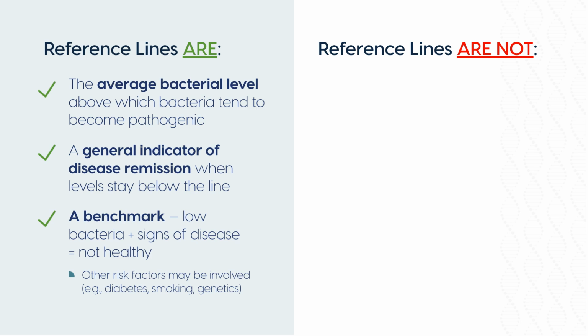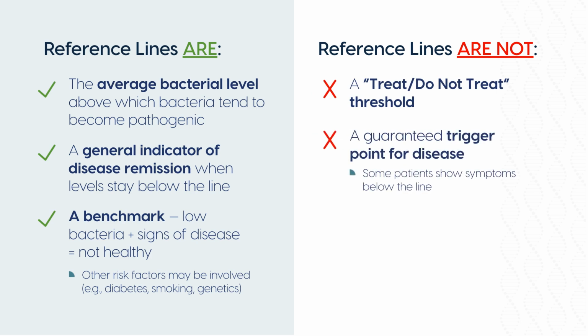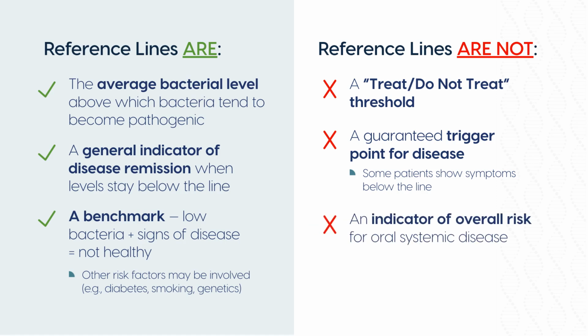Reference lines are not a treat or do not treat threshold, a guaranteed trigger point for where bacteria will trigger periodontal disease. If a patient is below the reference lines but still has clinical signs of disease, this patient cannot be considered healthy due to the clinical signs, or an indicator of risk for oral systemic disease.